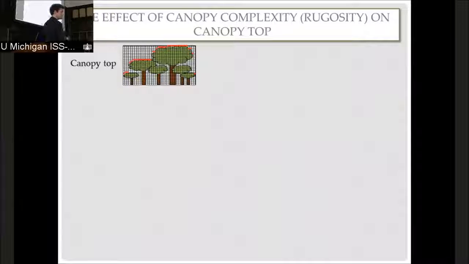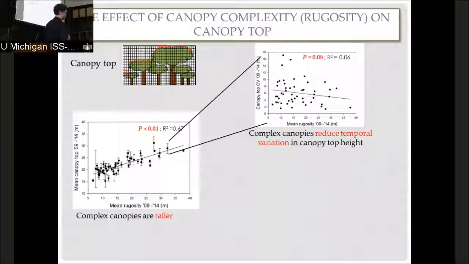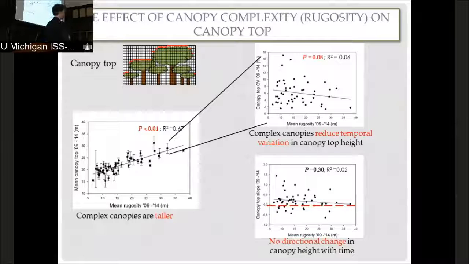Next, we'll look at the canopy top, which is the average of the last returns. As you can see, complex canopies have a higher leaf distribution, or higher top of the canopy. That top canopy varies less among years as the rugosity of the plot increases. And again, there's no directional change, so complex canopies aren't becoming taller or shorter over time.